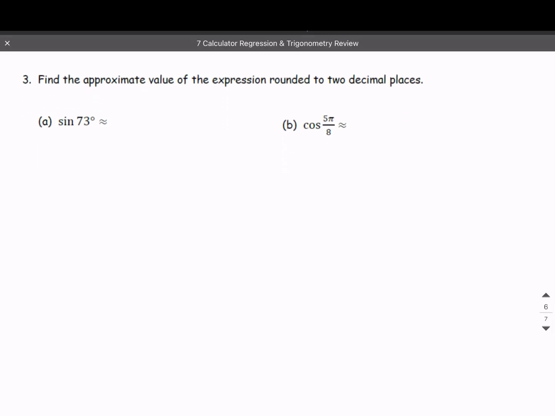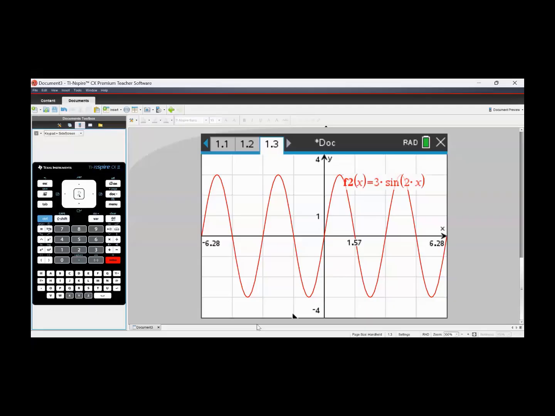I'm going to remind you, our calculator is in radian mode, and we're going to find these values. The second one, the angle is in radians, but in the first one, the angle is measured in degrees. And we will look right now how to do that.